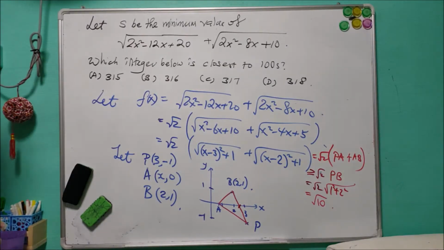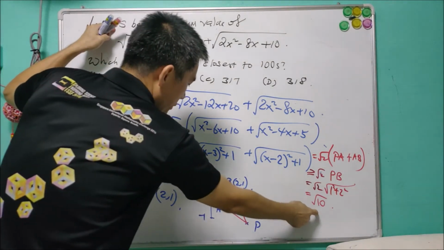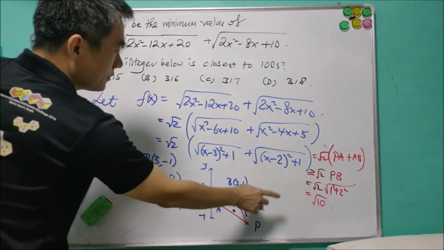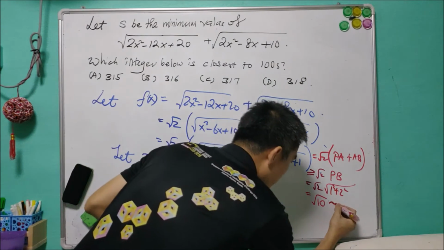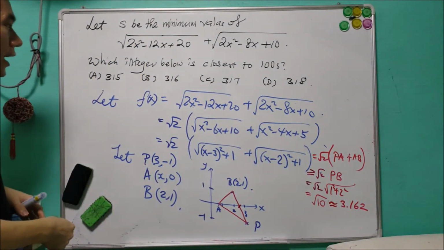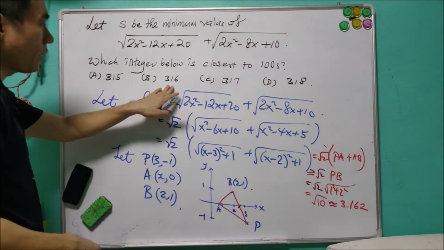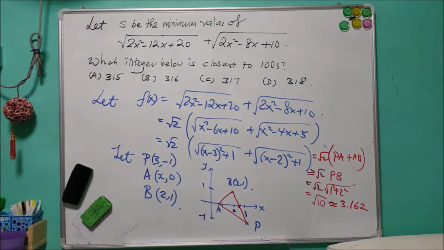So now we know that S will be at least the square root of 10, and it is achievable. So S is equal to the square root of 10. Note that the square root of 10 is about 3.162. 100s will be closest to 316. So this is method 1.